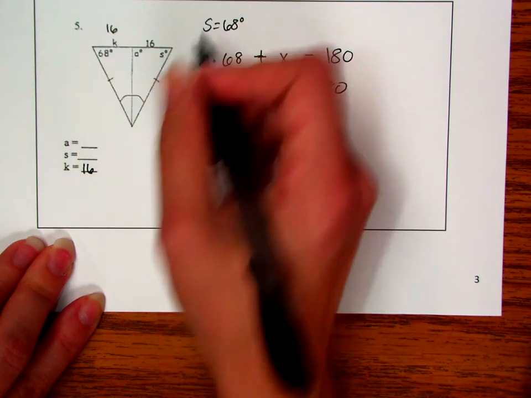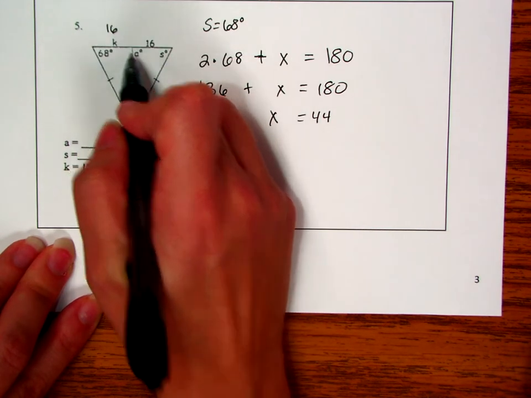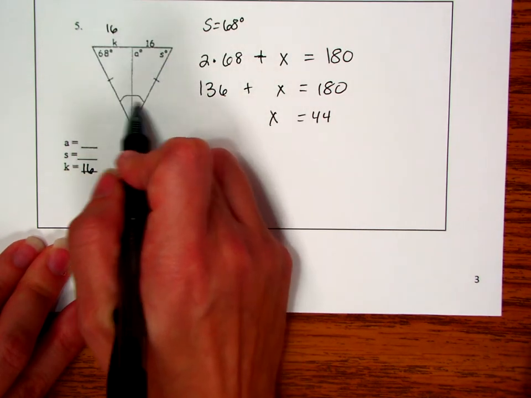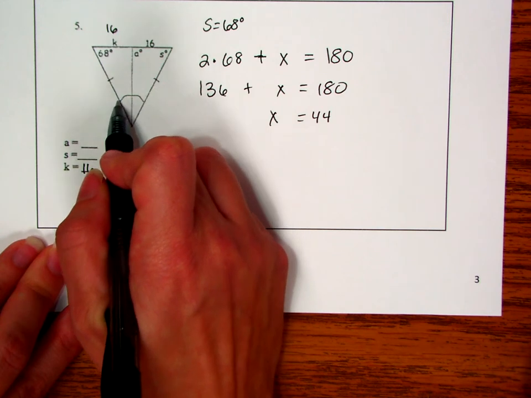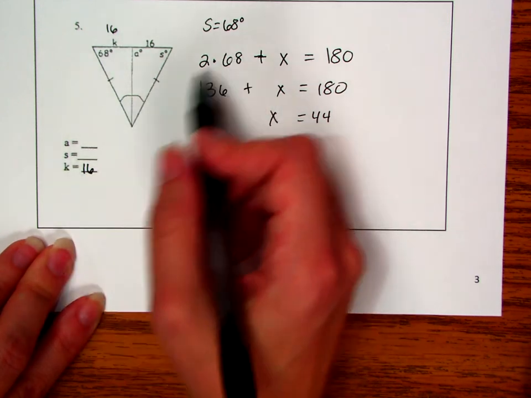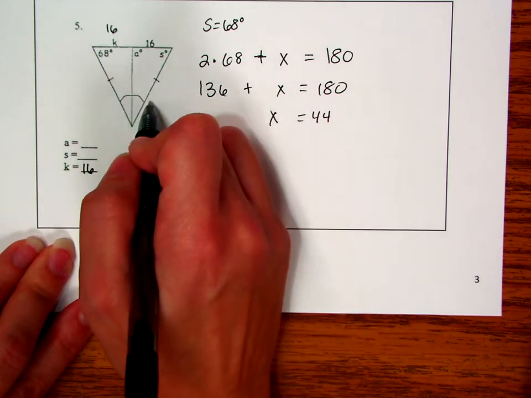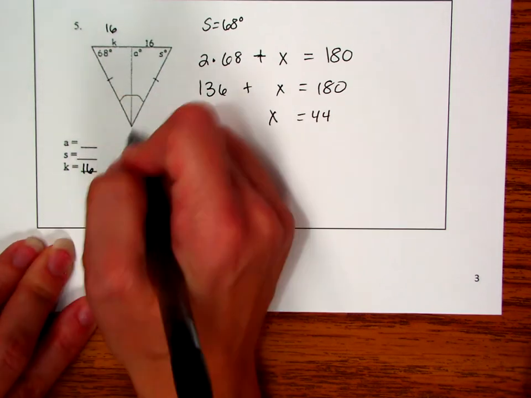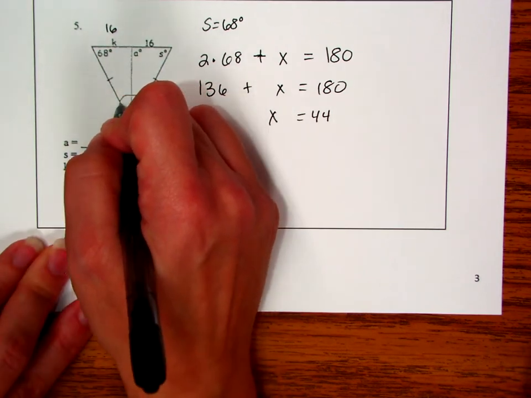So if this is 16, then our A is going to be this angle here. So if these two angles are going to be congruent, which is marked here and here, then what we would see is that if this is a whole of 44, then if we cut that in half, that means each of these angles is 22.